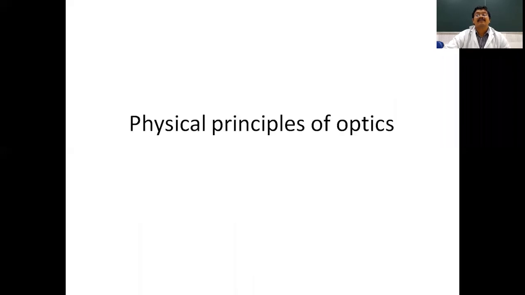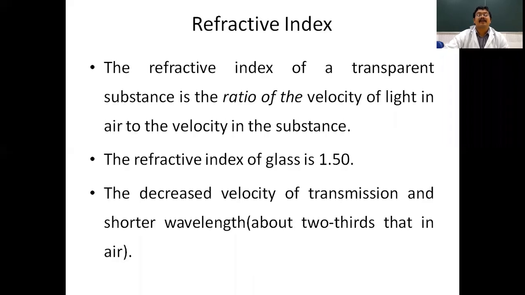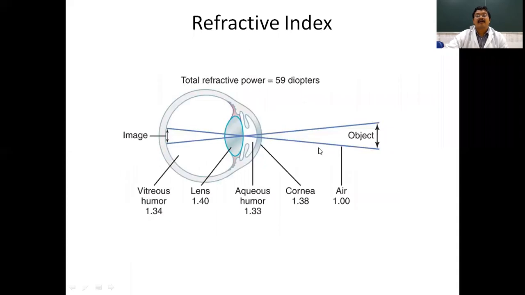Then we are going to look at the physical principles of optics. What is the refractive index? The refractive index of a transparent medium is the ratio of the velocity of light in air to the velocity in the substance. The refractive index of glass is 1.5, and whenever light enters a denser medium, its velocity decreases and the wavelength also becomes two-thirds that of air. The total refractive power of the eye in a reduced state is 59 diopters. The air refractive index is 1.